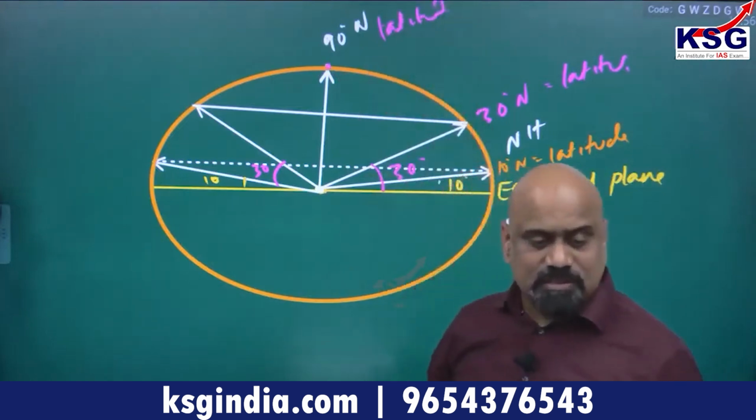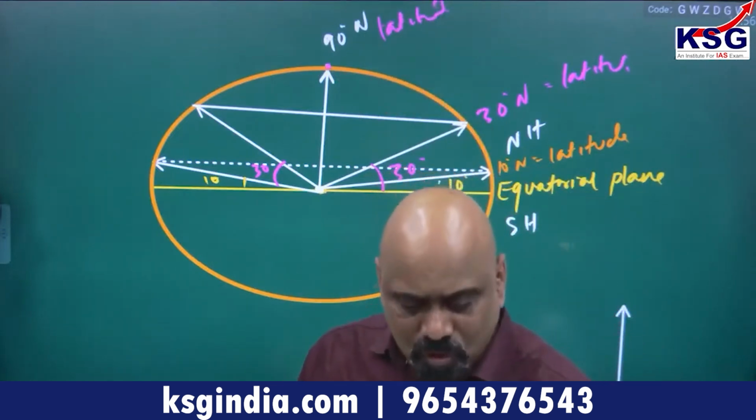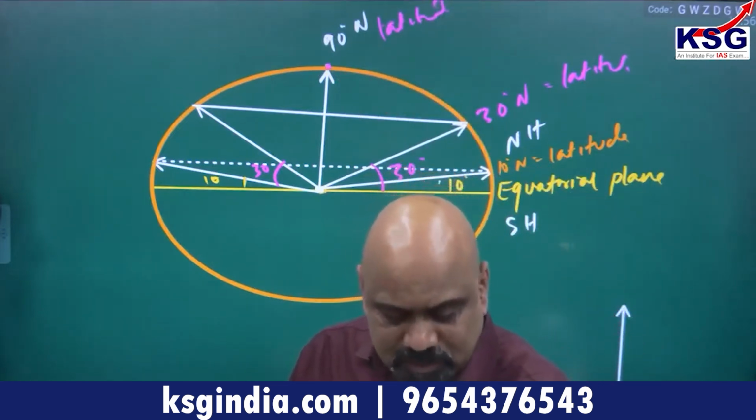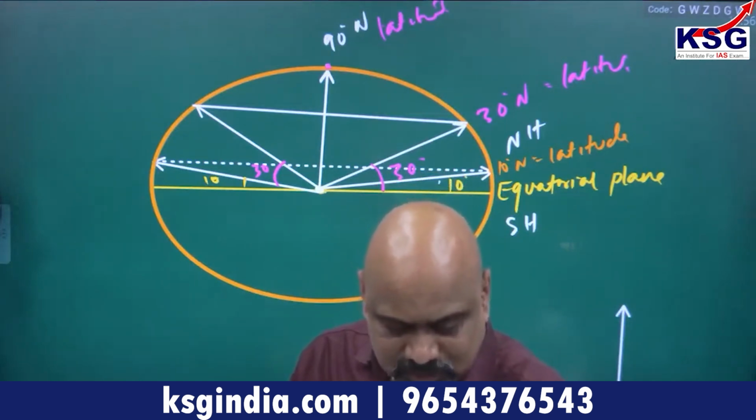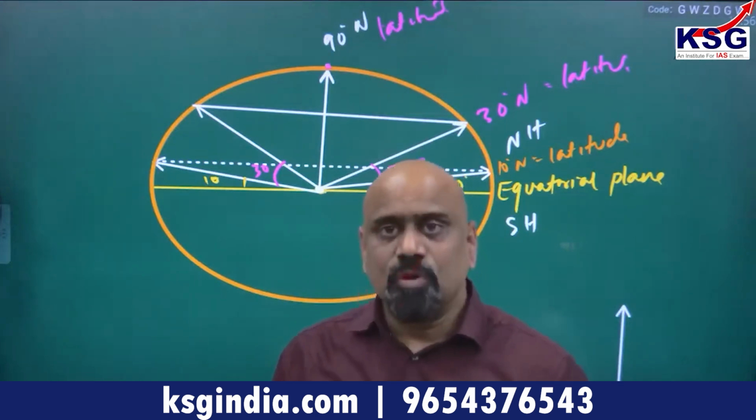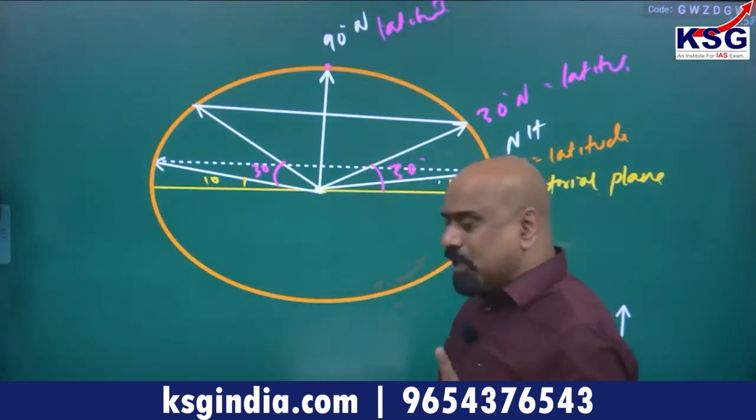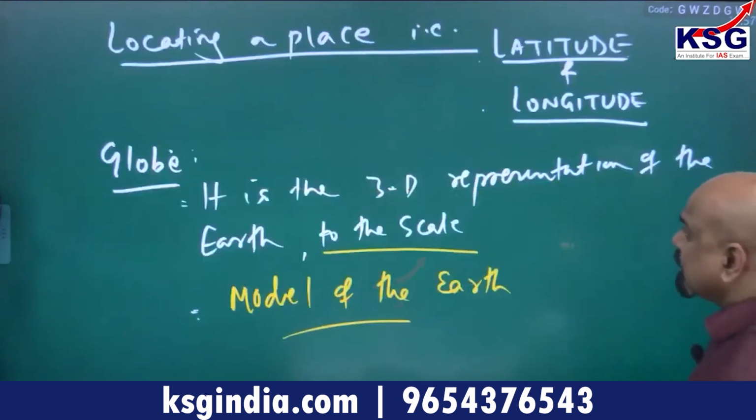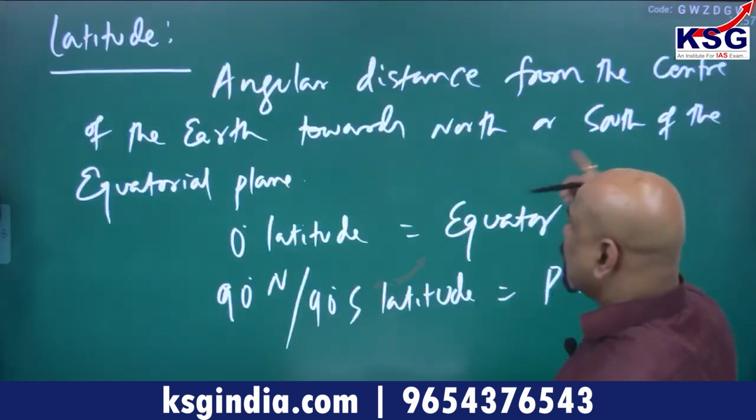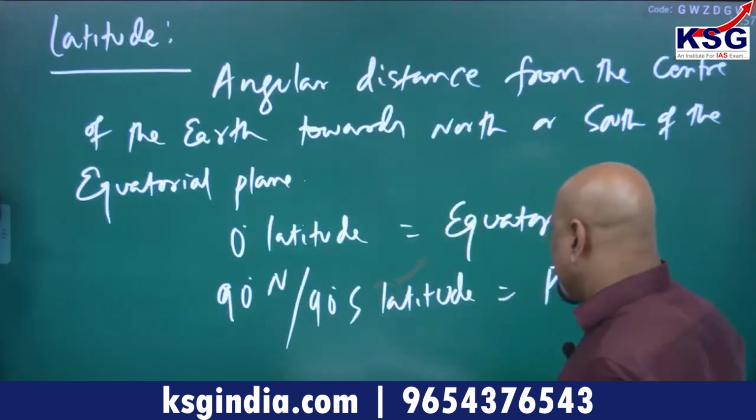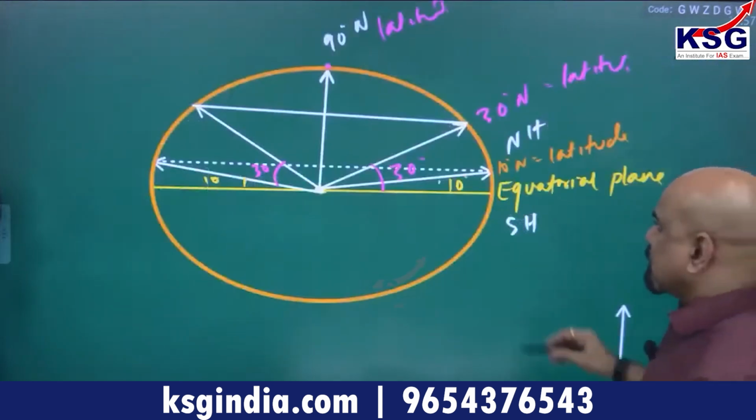Have you got these things? Is it clear to you? Or anywhere you have any problem, please. First I am going for latitude, gradually we will enter into other topics. First we will go for the latitude. What is latitude? Latitude is the angular distance from the center of the earth towards north or south of the equatorial plane. Towards north or south.